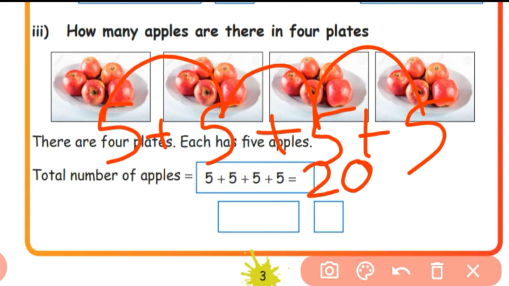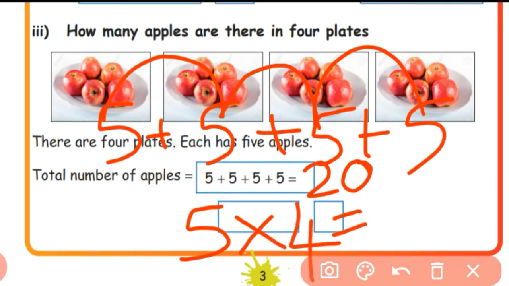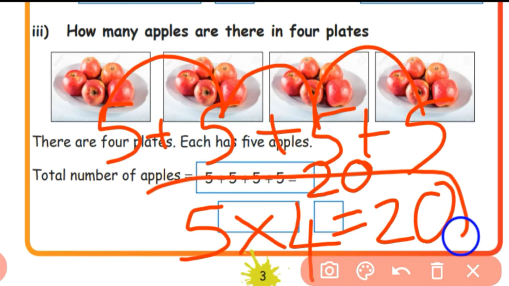Let us see how to write the multiplication sentence. How many apples are there in each plate? 5. Into how many plates are there? 4. Equal to the total number of apples, 20. So 5 into 4 is equal to 20. This is the multiplication sentence.